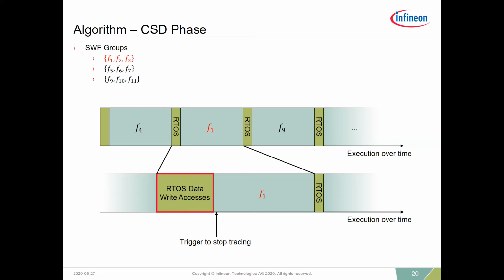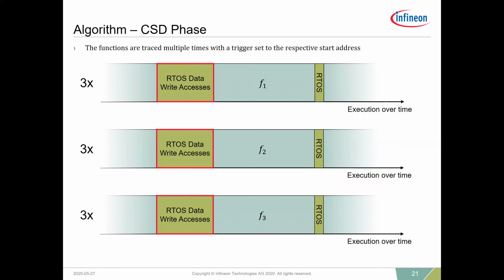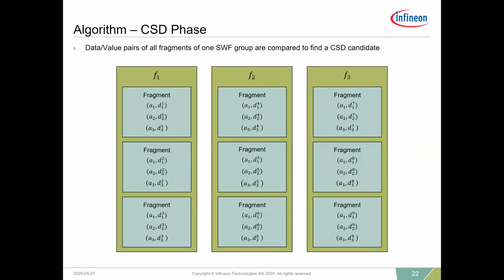So this is done for every function, and this is done also several times. So for the first group, for example, we do it 3 times for each function. And this leads to 9 fragments in total. So one fragment is one trace with a trigger. And in these fragments, we now have only write accesses consisting of the address and the data of the write access itself. So here we can now start to identify the CSD, or in other words, to find an address that is the CSD.